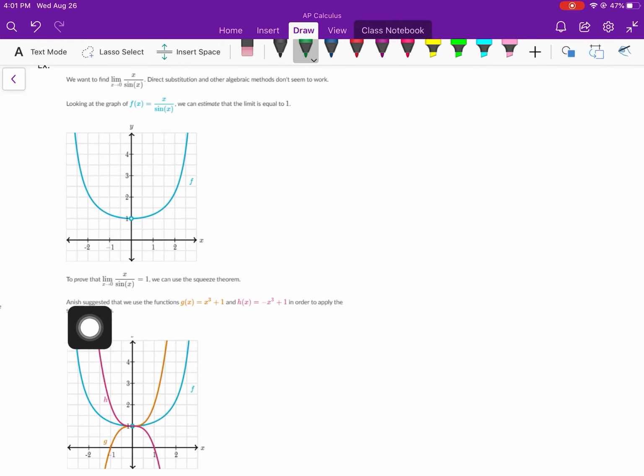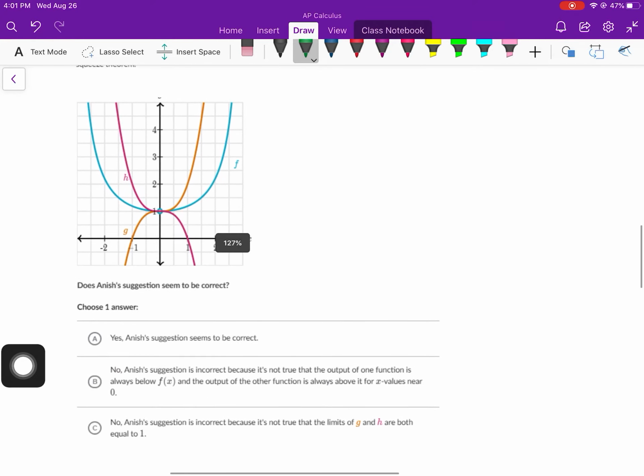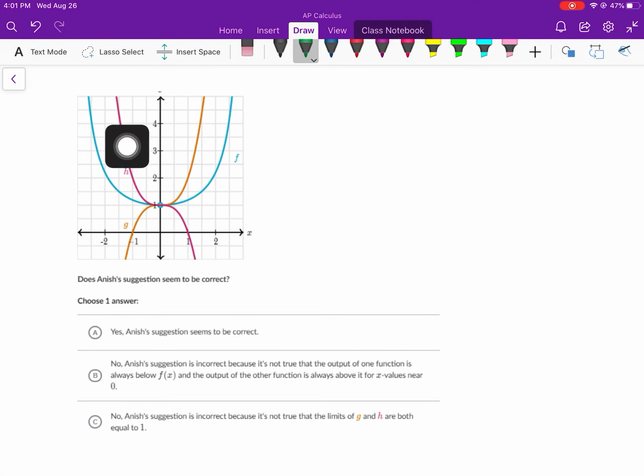So here we go, same graph here. This time Anish is going to use x cubed plus 1 and negative x cubed plus 1. But take a look at this graph. This pink graph here is not always greater than the blue graph within that local area because look, it does this little switch right there. It's greater to the left of that spot, but on the right-hand side we need it to be greater as well, and it's not. Same thing with the orange. Look at it. It's below it, and then it goes above it. We want it to stay below it, at least within this local area. So no, it's not correct.